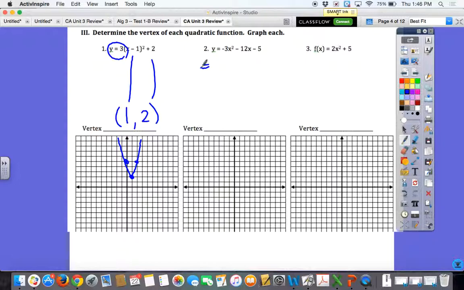You have to complete the square, but it's nasty because there's a -3. All right, if you pull out the -3, that means that you're going to say -12 divided by -3 is +4.